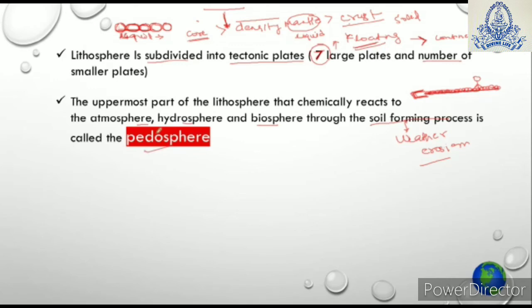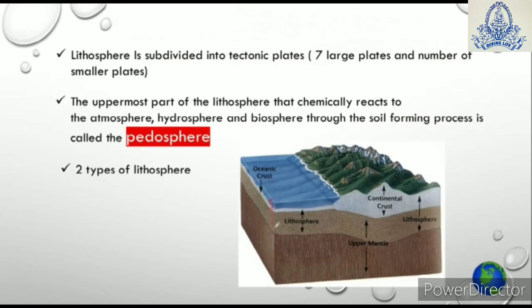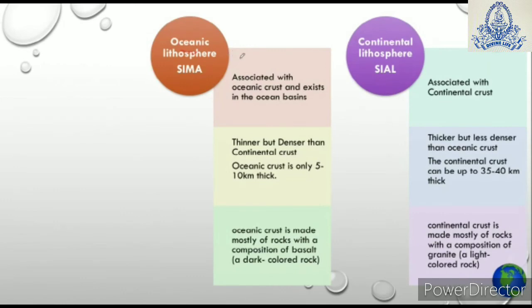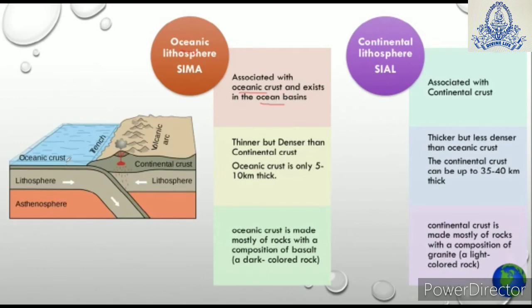Now lithosphere can be divided into two parts. So this is your lithosphere, which has crust plus upper mantle. Now crust can be divided into two parts. One is oceanic crust and second is continental crust. Oceanic lithosphere is associated with oceanic crust. It exists in the ocean basins. So here you can see this is the oceanic crust, and continental lithosphere is related to continental crust. So this is your continental crust.